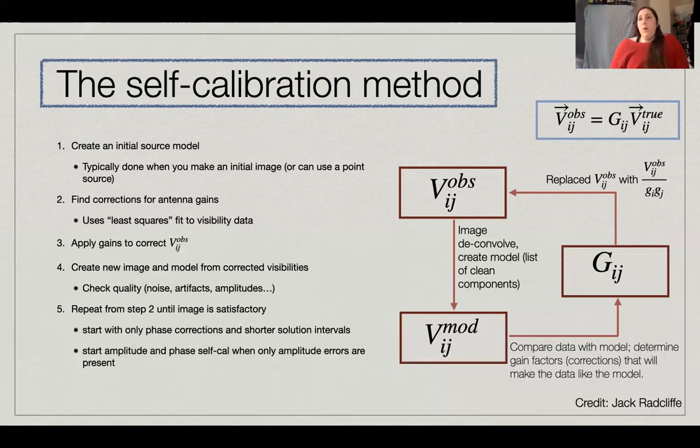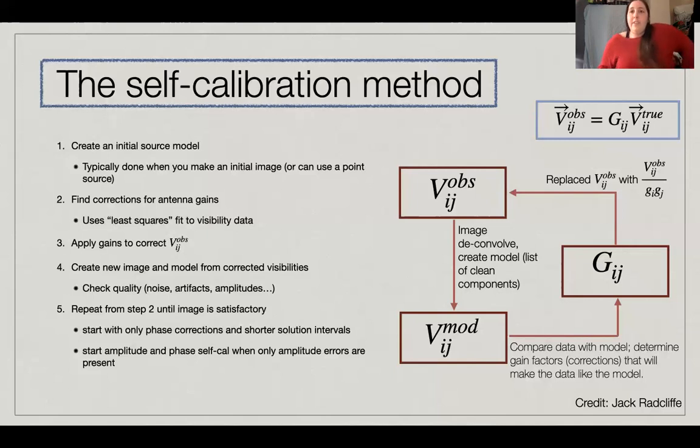So now you run your gaincal to find the antenna gains. Gaincal uses a least squares fit to the visibility data to find the corrections. And once gaincal finds the corrections, you can use applycal to apply them to the observed visibilities. So now that you've corrected visibilities, you can produce another image and see whether your image has improved at all. If it has, repeat the process until your image is no longer improving. That's usually the safest way.